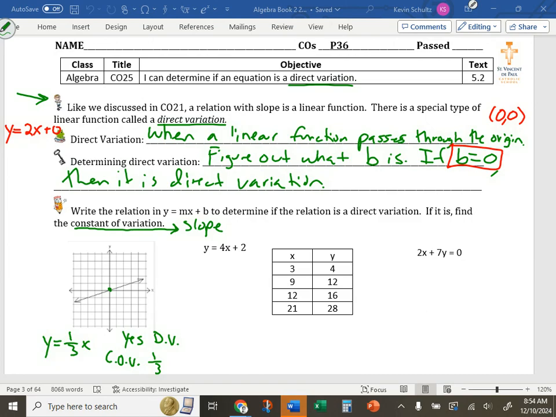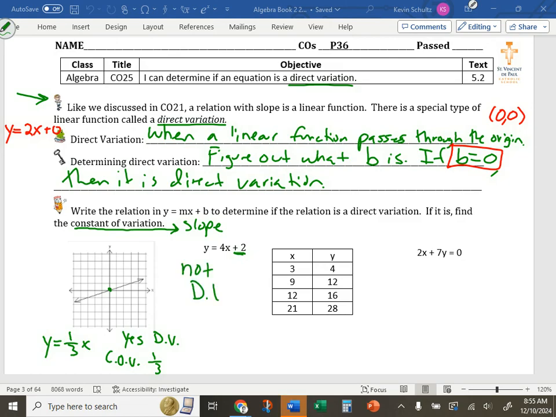In slope-intercept form, raise your hand if you think yes, direct variation. No one? Not even to be silly? No, why is it not direct variation? Grace. Right, the b is not 0. y equals 4x plus 2. This means it passes through the point 0, 2, not 0, 0. Therefore, it is not direct variation.